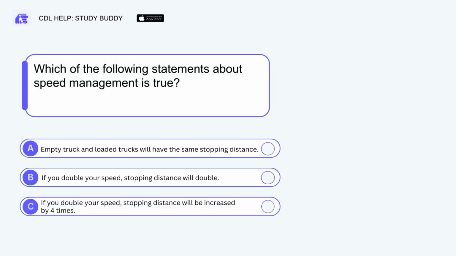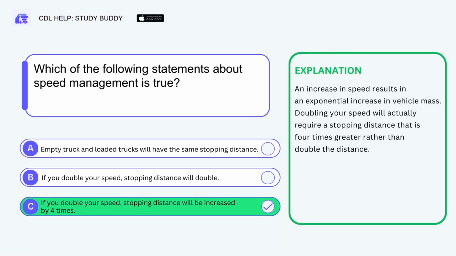Which of the following statements about speed management is true? An increase in speed results in an exponential increase in vehicle mass. Doubling your speed will actually require a stopping distance that is 4 times greater rather than double the distance.